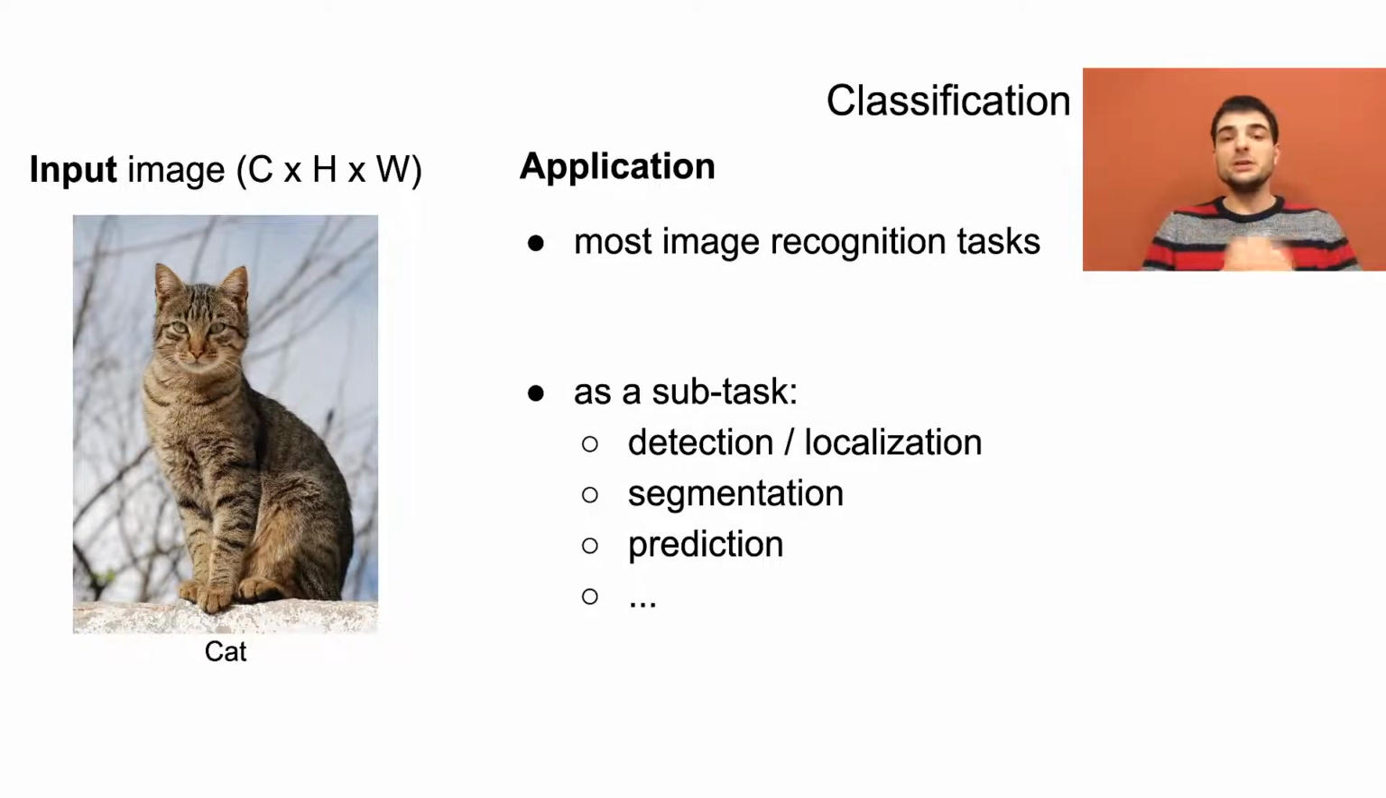So classification is usually nowadays considered not as a final problem because it's rather easy to train a classifier, but it's some kind of a proxy problem, a subtask in different problems like detection, localization, segmentation, prediction, and so on. So we actually classify whether this image does belong to some class, does it have some entities or not.